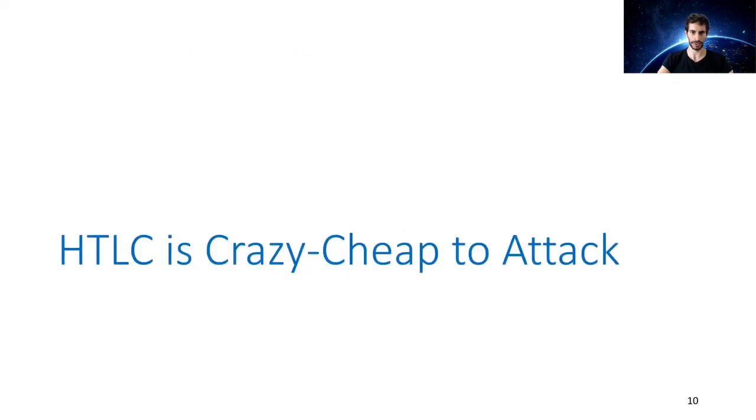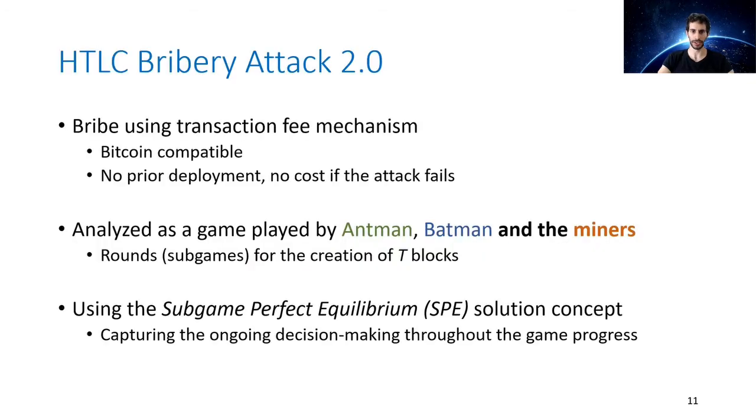In this work, we present a simpler attack variation. We also tighten the result regarding the attack cost, showing it is independent of the timeout if all miners are actionable. Our variation does not require a coordination smart contract, but simply uses the transaction fee mechanism. This makes it Bitcoin compatible, and means it requires no prior deployment, and therefore has no cost if the attack fails. For the analysis, we consider a game played by all involved parties, Ant-Man, Batman, and the miners.